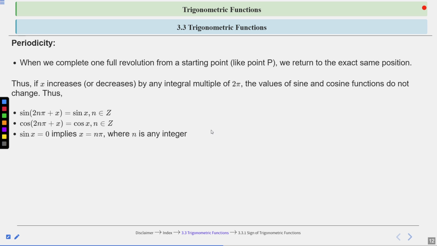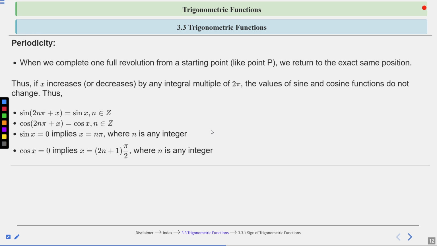Sin x equal to 0 implies x equal to n pi, where n is any integer. Cos x equal to 0 implies x equal to (2n + 1) pi by 2, where n is an integer.